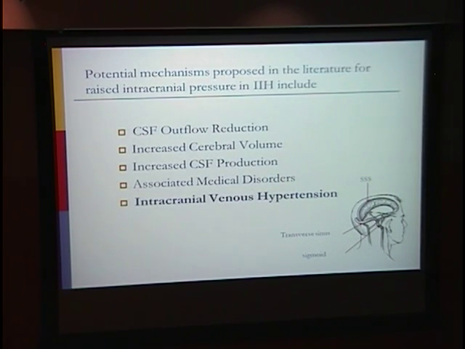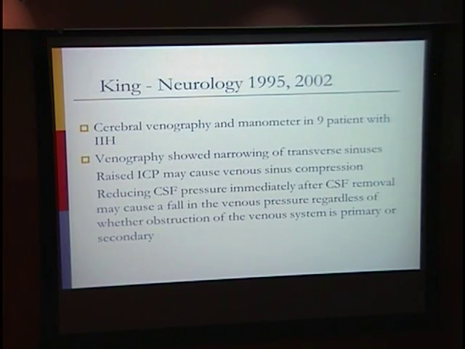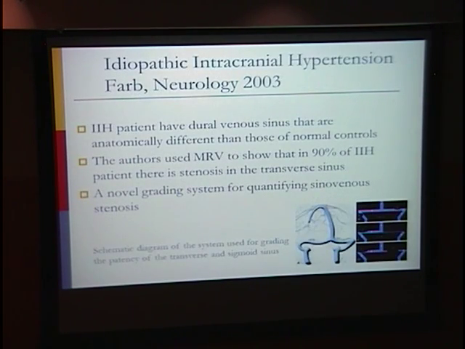You cannot speak about pseudotumor today without speaking about the intracranial venous hypertension. I just mentioned King, who was the first in '95 and then in '03. This is a group from Australia. I think the only one who can get IRB approval to do this. They did a cerebral venography and manometry in 9 patients with IIH. And the venography showed narrowing of the transverse sinus. And they found that reducing the venous sinus compression reduced the CSF pressure.